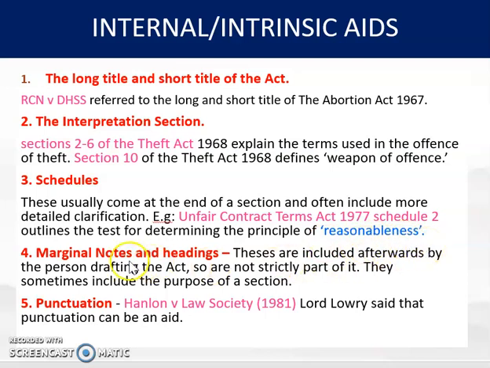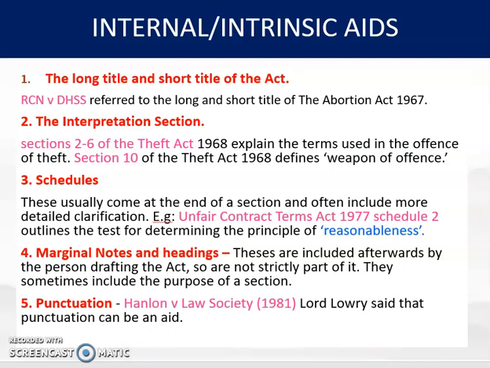Some Acts of Parliament also have marginal notes and headings, which may be of some assistance as well. And punctuation within the Act itself can also be an aid to interpretation. If you think back to our first tutorial on statutory interpretation, we looked at some sentences such as "let's eat mum," and the difference that a comma can make to the interpretation of that sentence. Well, in the case of Hanlon and the Law Society, Lord Lowry said that judges can use punctuation as an aid to interpreting an Act of Parliament.